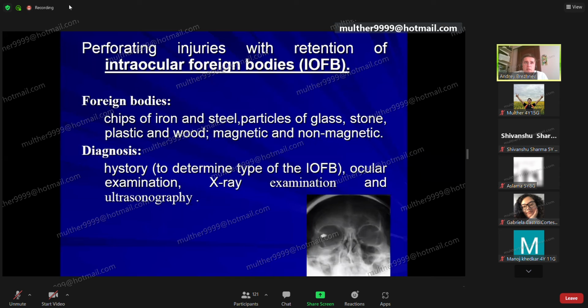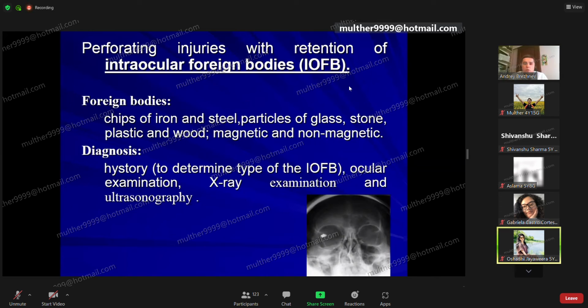Foreign bodies are parts or chips of iron and steel, particles of glass, stone, plastic, and wood. All foreign bodies may be classified as magnetic and non-magnetic. It's necessary for the principles of their treatment, of their removing. How to put the correct diagnosis?